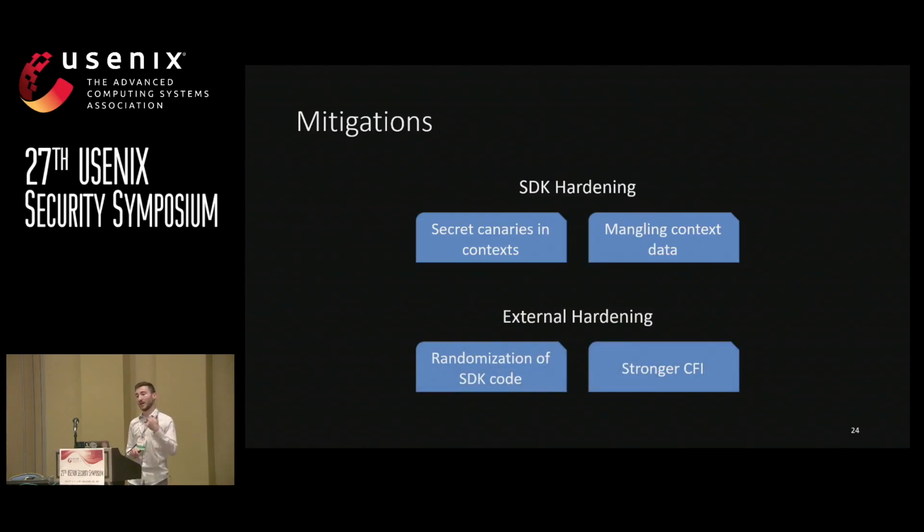Or we could do external hardening. And one idea could be, let's extend SGX-Shield, which is actually pretty good. Let's just extend it to also randomize the SDK code. And another idea would be to have stronger CFI. So the CFI in SGX-Shield is pretty coarse-grained. We could make it more fine-grained. Obviously, there are some performance issues there, but that's certainly something that we could look into.